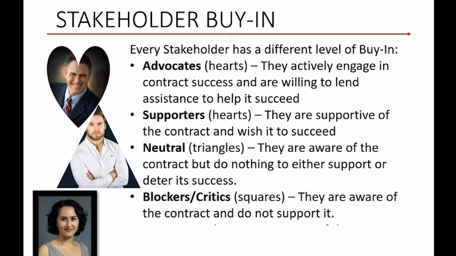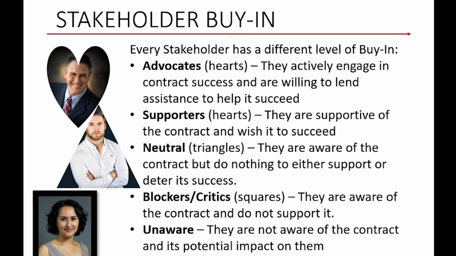And then there are the blockers. They are aware of the contract, but do nothing to support it. I call them the squares. And then finally, there are the unaware stakeholders. They're not even aware of the contract and its potential impact on them. They might be the task doers, but they don't really know they're part of anything. And they're not even neutral because they're not aware of the contract. They pretty much have no buy-in at all, right? So we have advocates and supporters, we have neutral people, we have blockers, and we have the unaware.